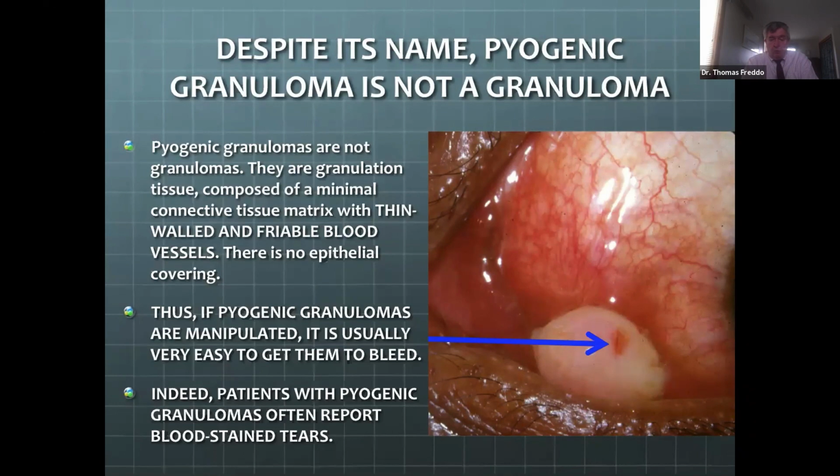So if you've ever had to work with these, you know that it is generally pretty easy to get them bleeding. And that's what you can see here on this one. Indeed, as you probably know, patients with pyogenic granulomas often will report blood-stained tears because some of these new thin-walled vessels have ruptured.